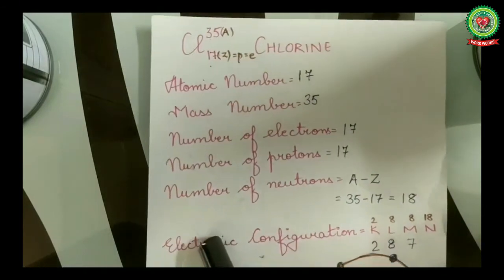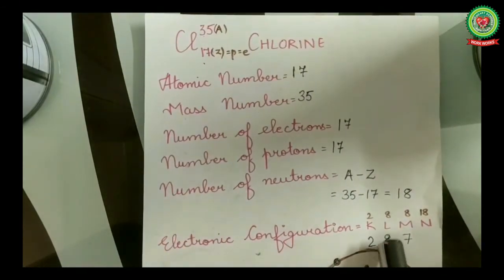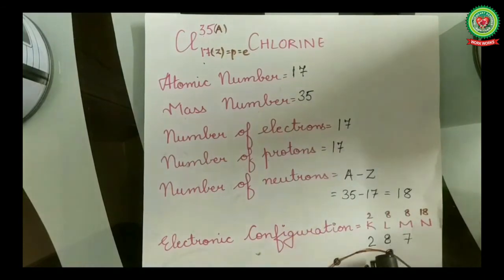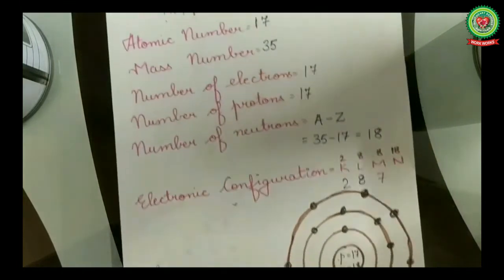Electronic configuration. In K shell, we can put 2 electrons. 17 minus 2, 15 are left, out of which 8 will be put in L shell. 7 are left, which will be added into M shell. Now see its orbital diagram.